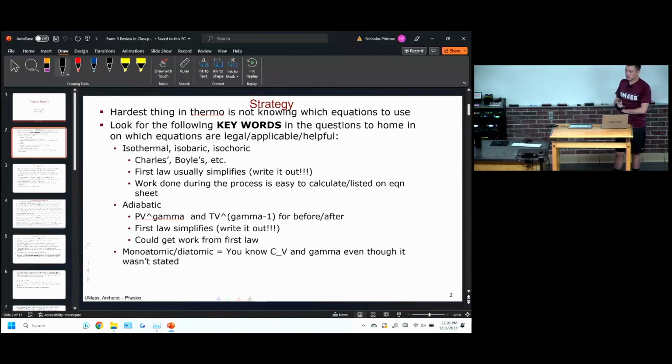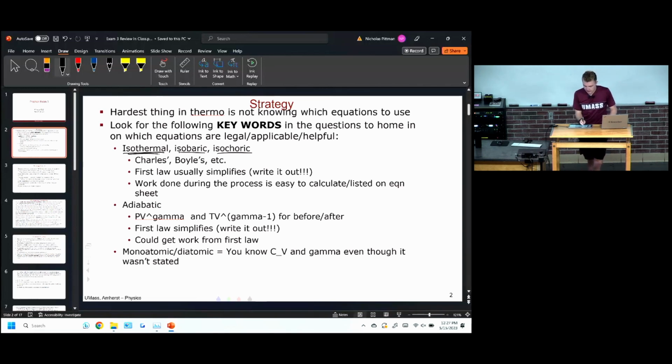Some key words to look out for: when you see the word, you'll be able to snap to at least, or at most, 2 to 3 equations that might be relevant. So that'll greatly help you. Some key words, obviously, isothermal, isobaric, and isochoric are some immediate hot button words. They immediately tell you, let's use isothermal as an example.